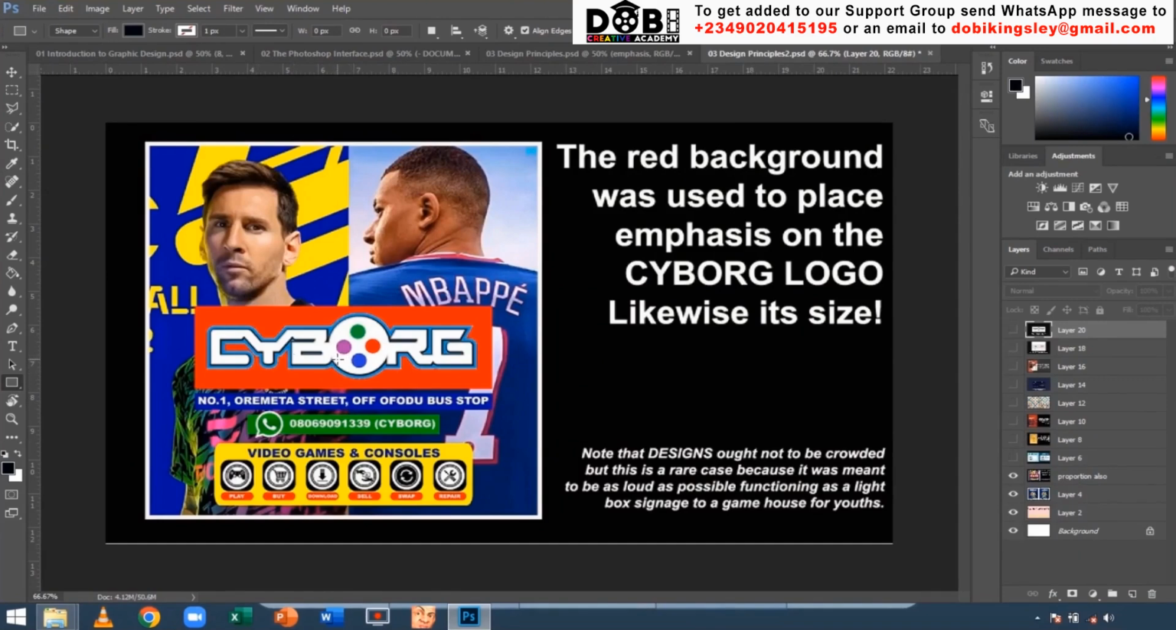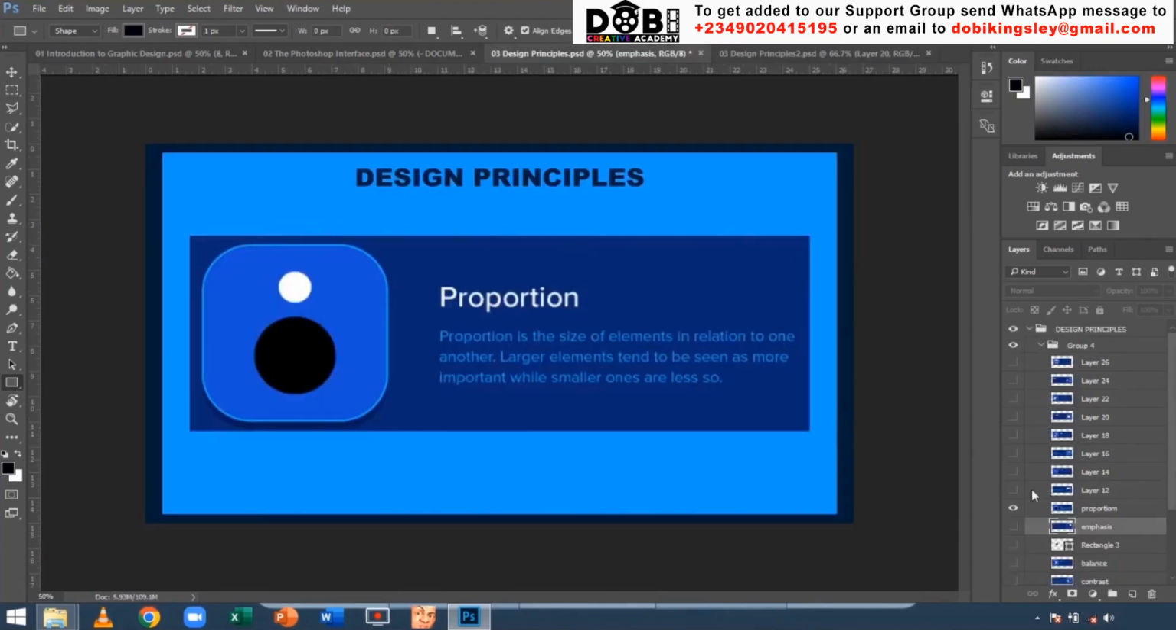Like I told you, based on what this design is used for, it's for a game house, this actually worked. The name of the game house is Cyborg, and so, yes, this was in their faces, on their lips. They were always saying it everywhere. So that's it about proportion.